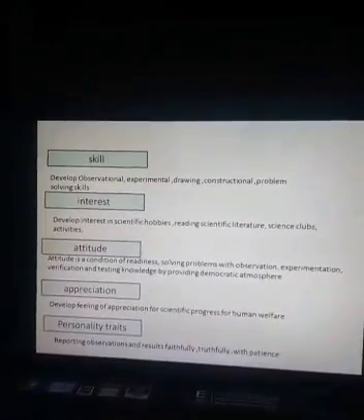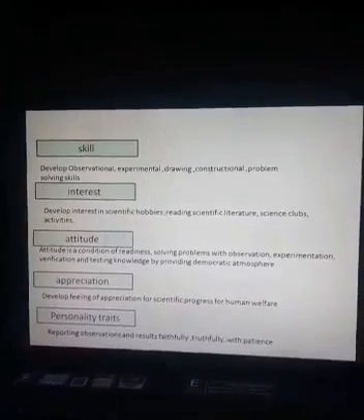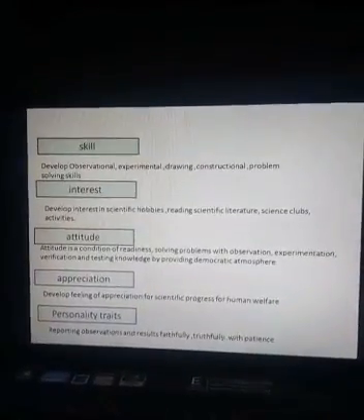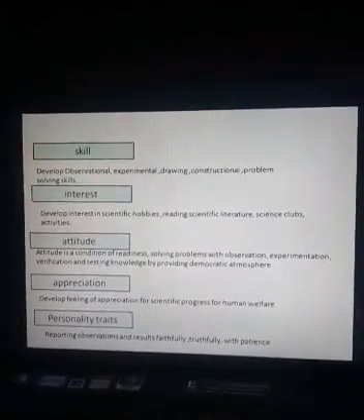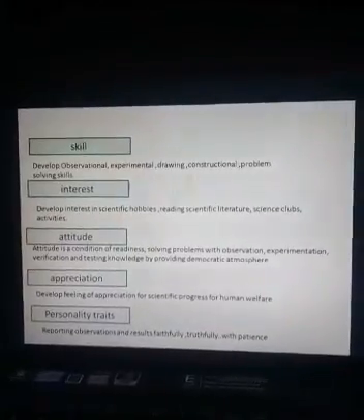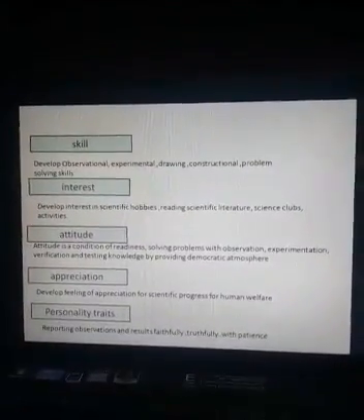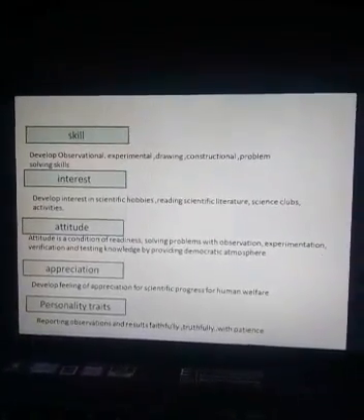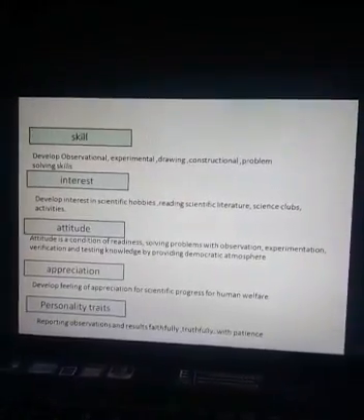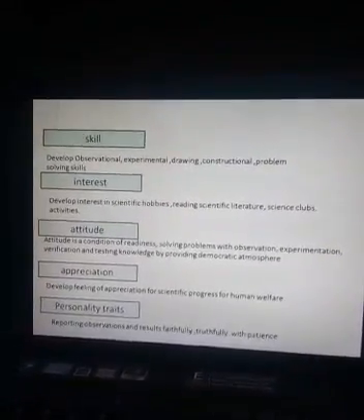Then is the attitude. Now when we say attitude, attitude is a condition of readiness, solving problems with observation, experimentation, verification and testing knowledge by providing democratic atmosphere. Then is the appreciation, develop feelings of appreciation for scientific progress for human welfare. Finally comes the personality traits, reporting observation and results faithfully, truthfully, with patience. So the personality traits like being truthful, respectful, hardworking, all these things are developed at this stage.